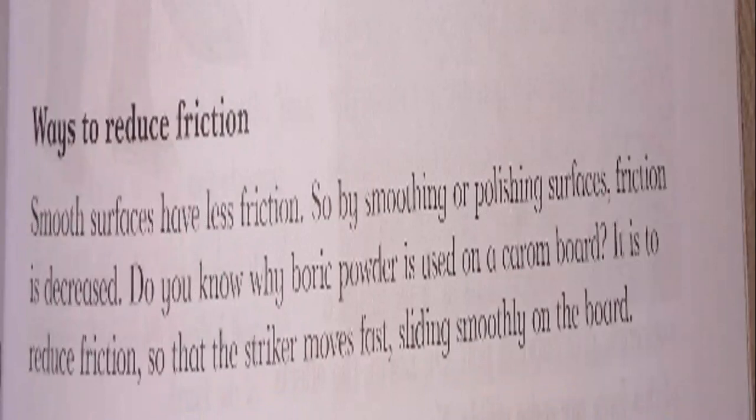Ways to reduce friction, page number 107. Smooth surfaces have less friction, so by smoothing or polishing surfaces, friction is decreased. Do you know why boric powder is used on a carom board? All of you, I think, have a carom board and you also play on it. It reduces friction so that the striker moves fast, sliding smoothly on the board.